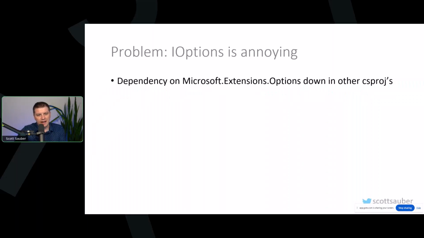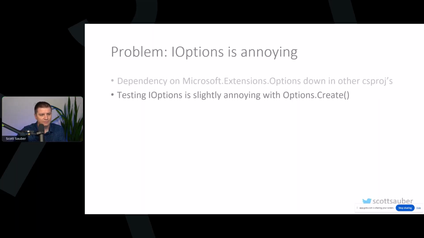If you're using IOptions today, it is kind of annoying to deal with. For those of you who don't know, IOptions is kind of like the configuration system of ASP.NET Core to pull in connection strings, whatever else configuration that you have.